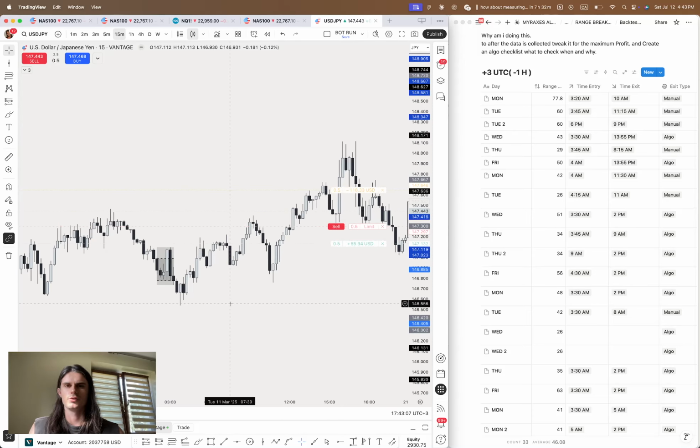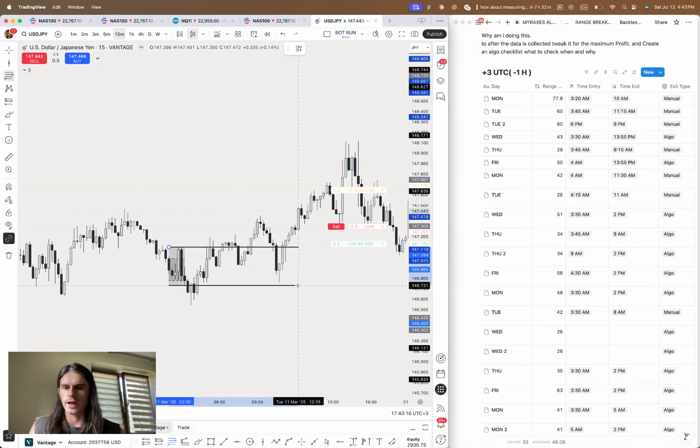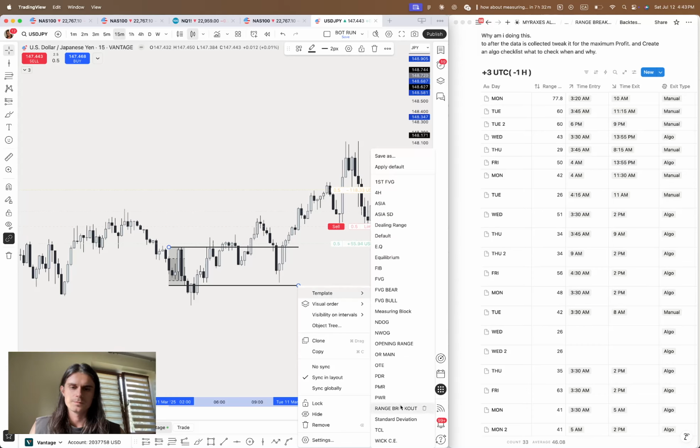Again, I'm not selling you a strategy. This is the strategy that I believe in, that works for me. And if you don't like it, that's all fine. I'm here to explain how the backtest can actually be useful.